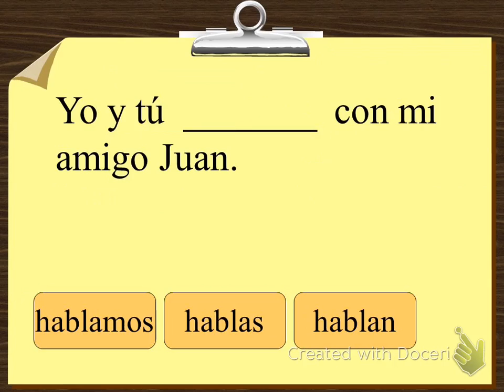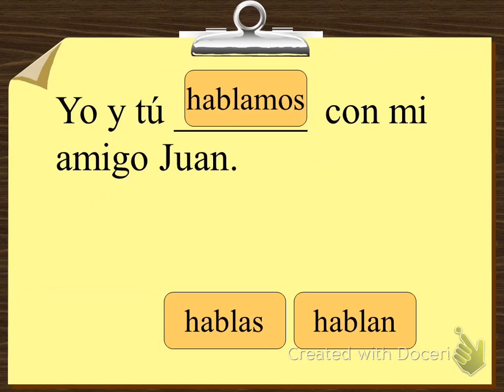Look at it carefully. What's your subject? So, you and I, or I and you, doesn't make a difference in Spanish. You can put it in either way. Don't just look at the you. Look at the I am included with you. So, we are included together. So, it's the we form, hablamos.